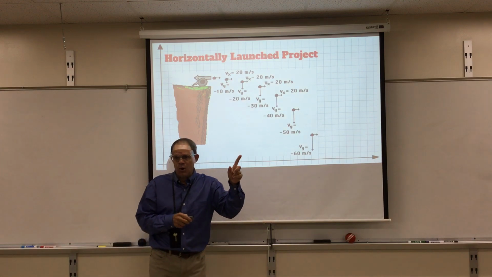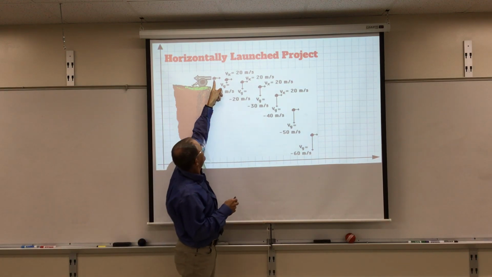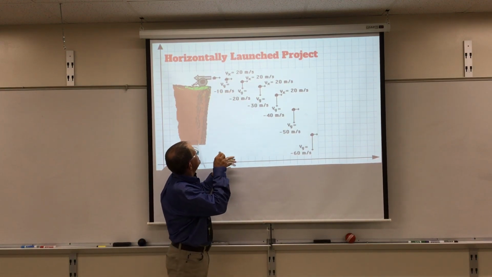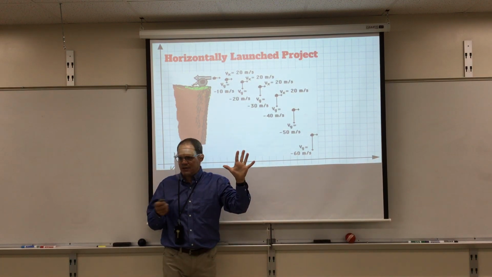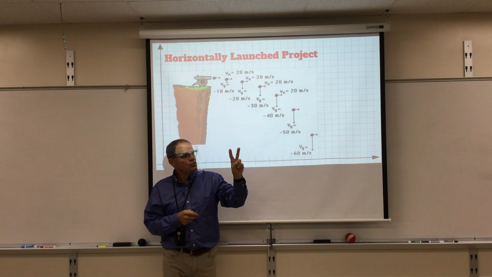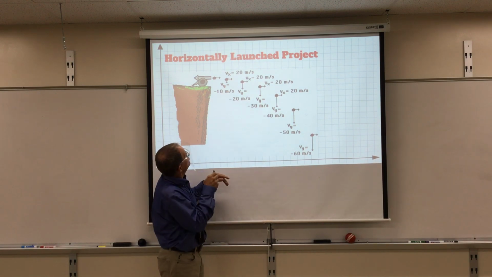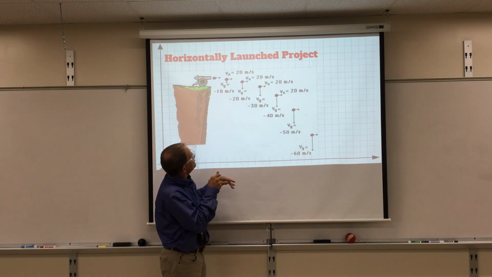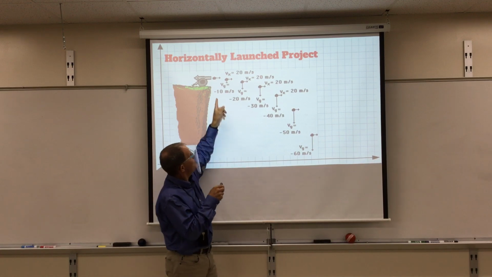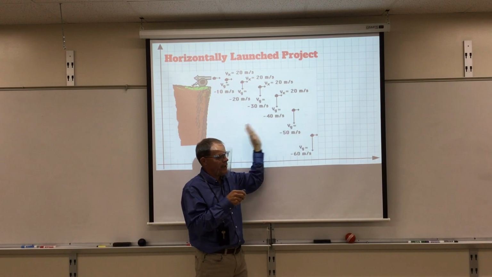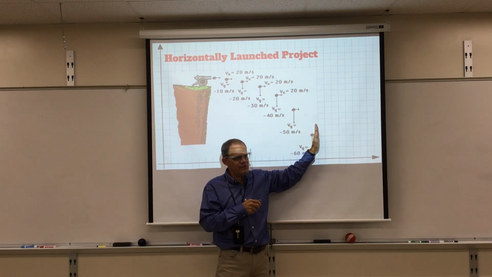And as you did in the warm-up, after 1 second, it will have fallen 5 meters. See, without gravity, it would have been right there. It will have fallen 5 meters, right? That was the warm-up question. After 2 seconds, it would have fallen 20 meters. After 3 seconds, it would have fallen 45 meters. So it keeps falling farther and farther in the y direction while going the same distance in the x direction.